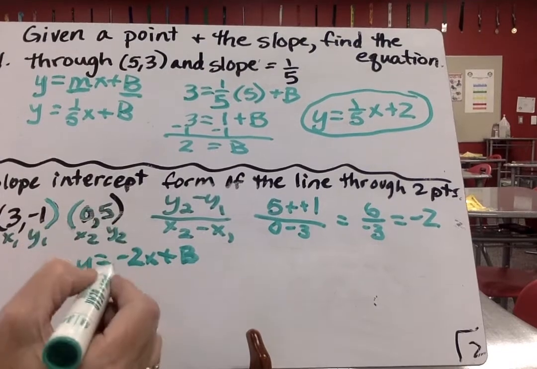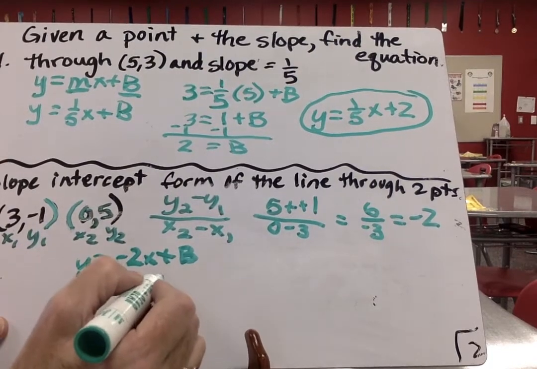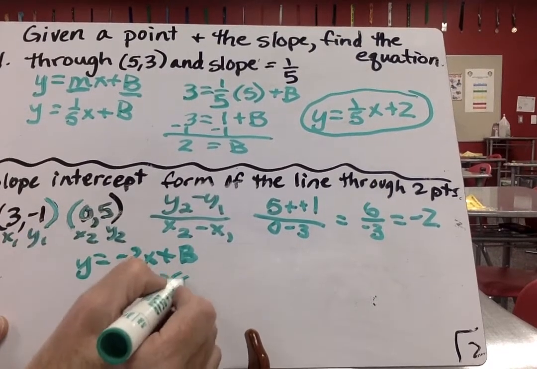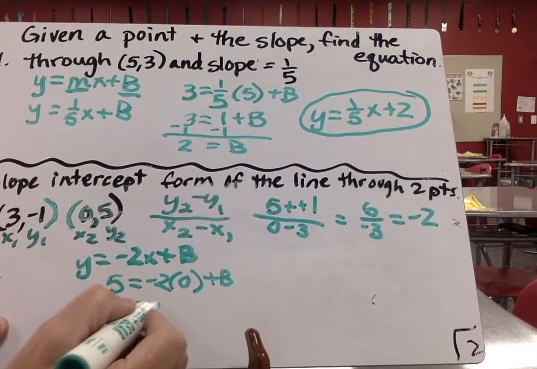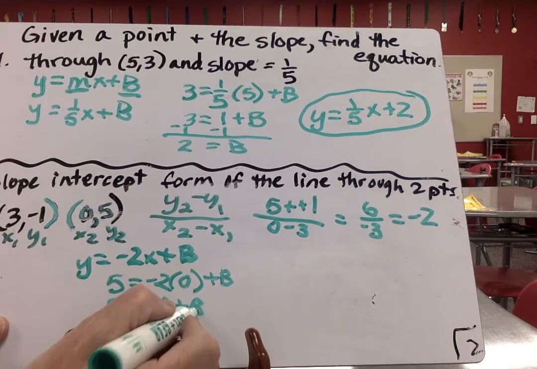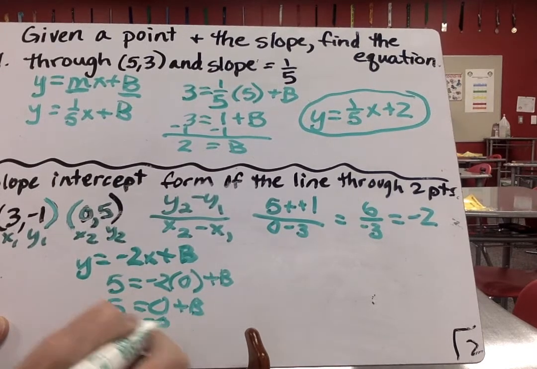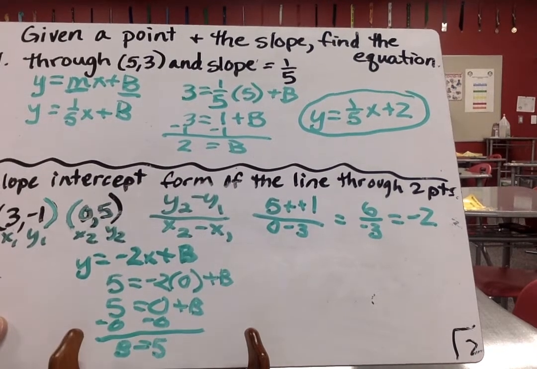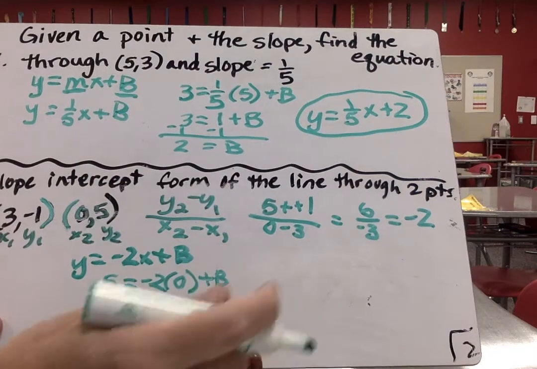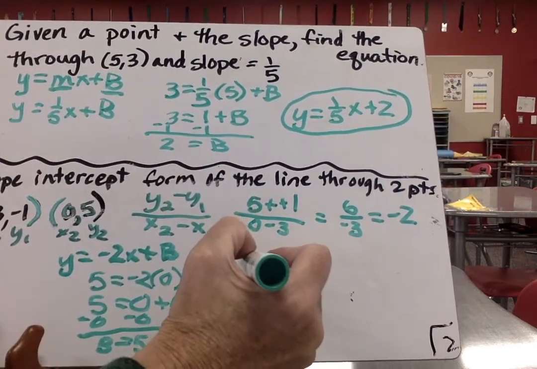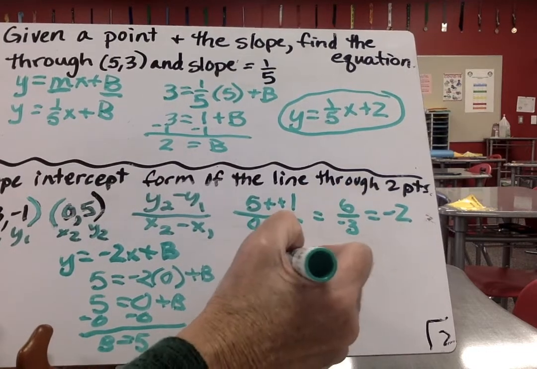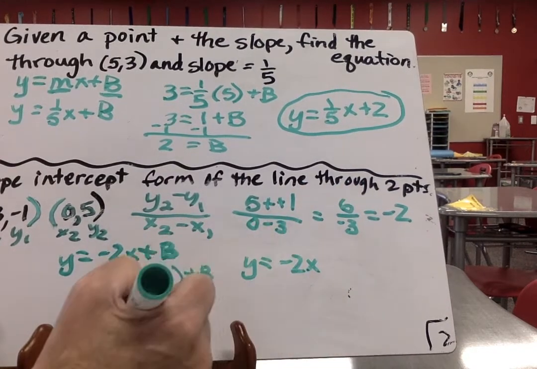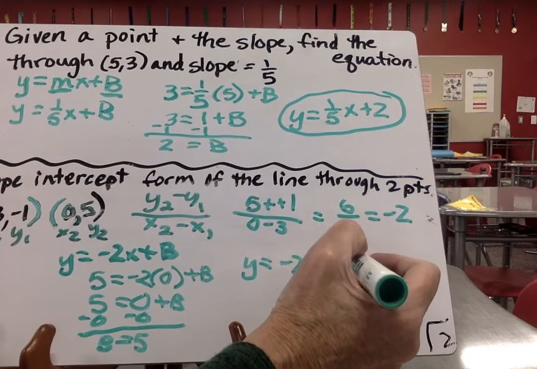So I'm going to say y is 5 equals -2 times 0 plus b. 5 equals 0 plus b. So if I minus 0, b equals 5. And I kind of wrote that backwards there, but so our lovely slope-intercept form of the line is y equals, our slope is -2x, and then we put plus b, plus 5.